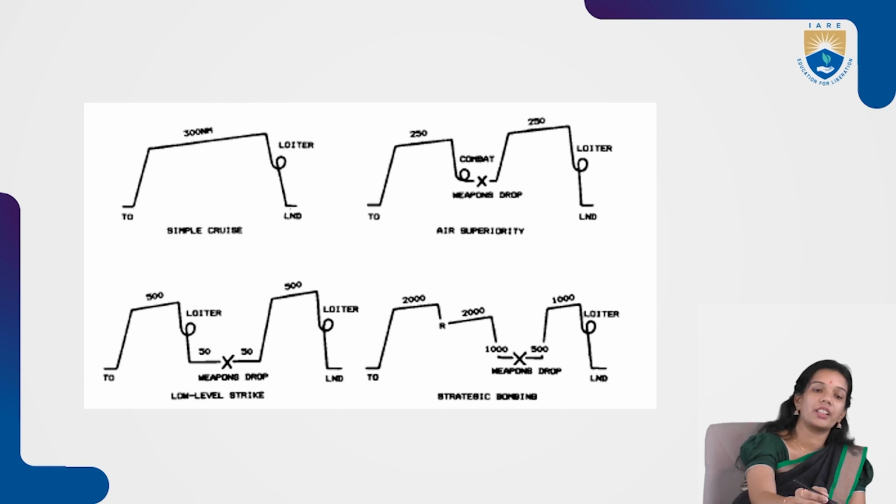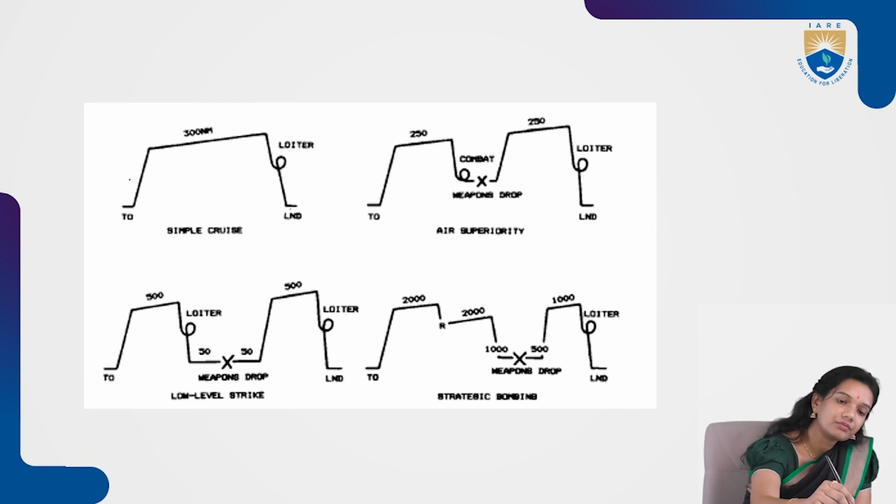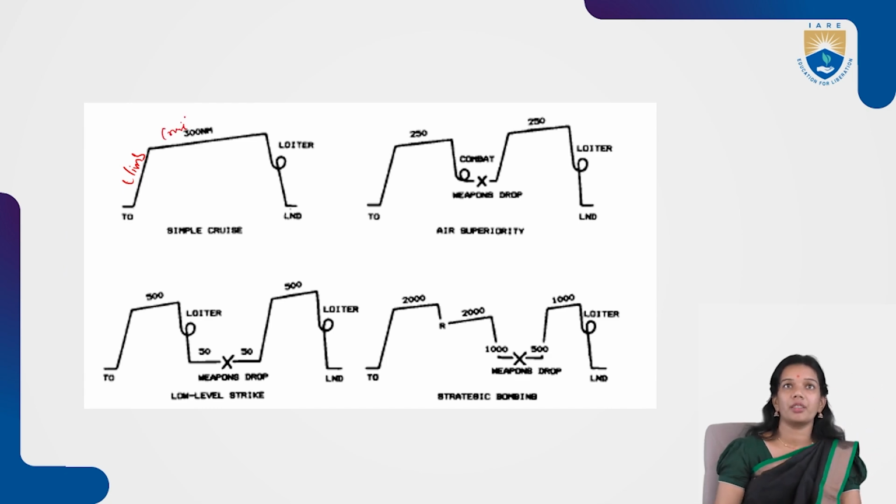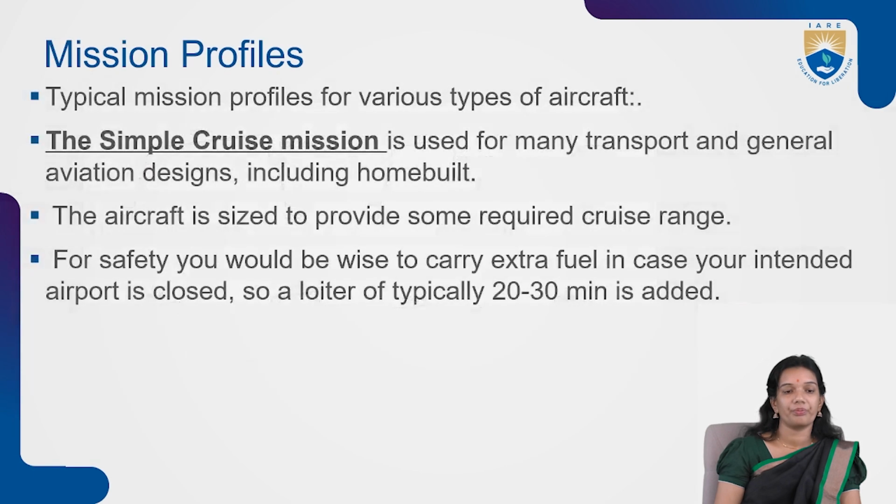I have a takeoff, a climb, then I cruise for about 300 nautical miles. Then I descend, I have a loitering, then I land. So that is a simple cruise. Simple cruise is used for many transport and general aviation designs, including home-built aircraft also.